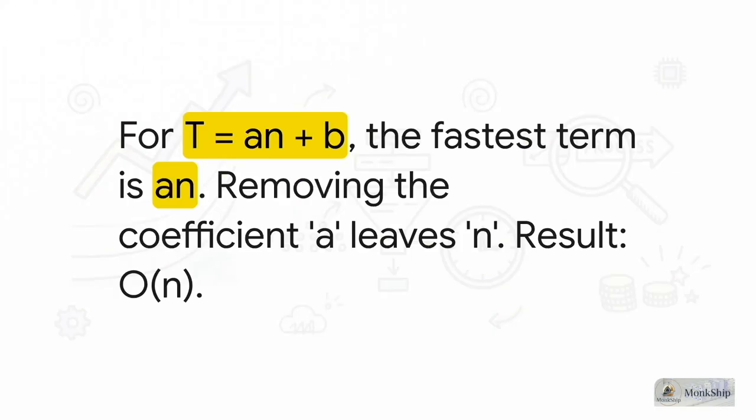So let's try it with our linear equation. We've got a times n and b. Which term grows when n grows? Well, a times n, obviously. b just stays the same. So that's our fastest growing term. Now for step 2, drop the coefficient, which is a. What are you left with? Just n. And that's it. The big O is O of n.